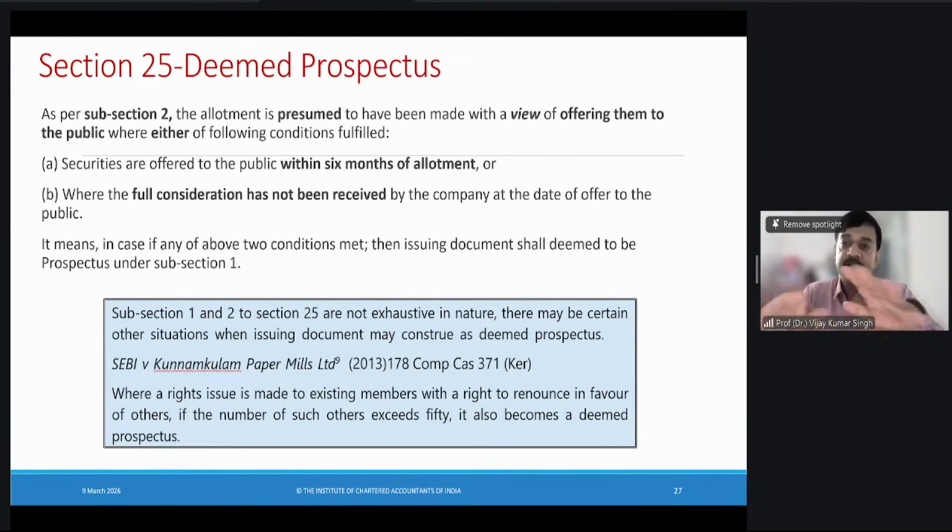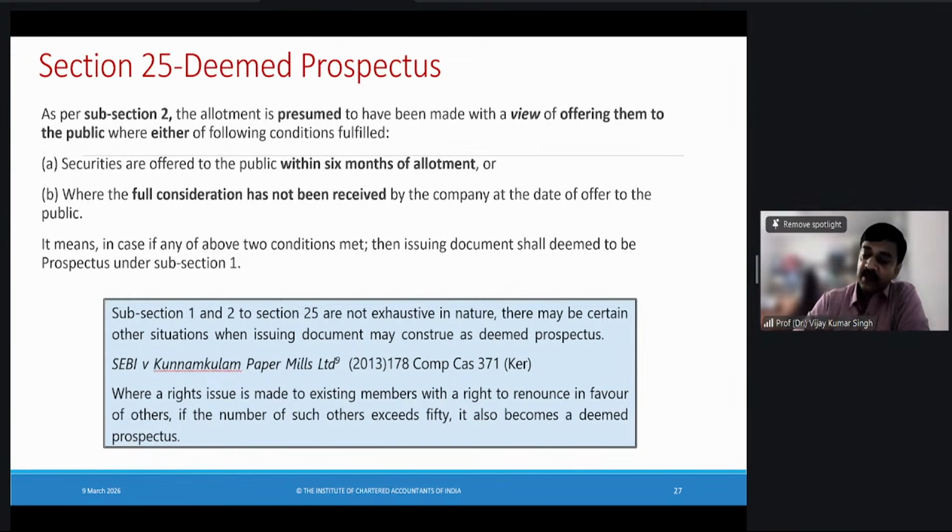As I told you, it is an expansive definition, and courts have gone into the depth of the factual situations to determine whether it is a deemed prospectus or not. I will give you a case study now so you will understand it better. In SEBI versus Kunamukulam Paper Limited, a Kerala High Court case, it was said that where a rights issue is made to existing members with a right to renounce in favor of others, if the number of such others exceeds 50, it also becomes a deemed prospectus. So you can see here what the circuitous route was.